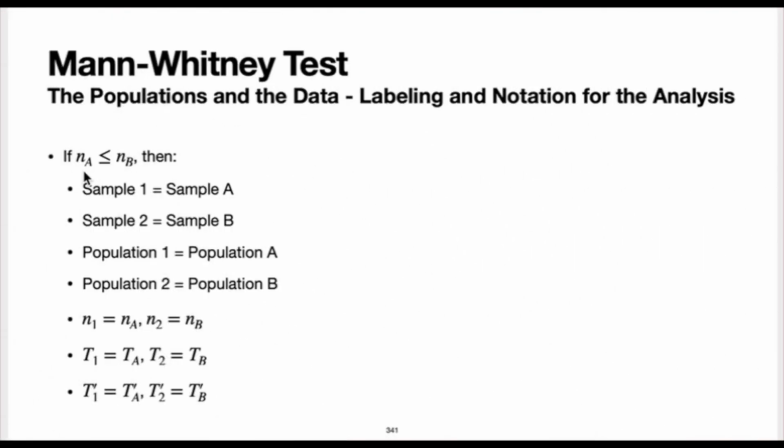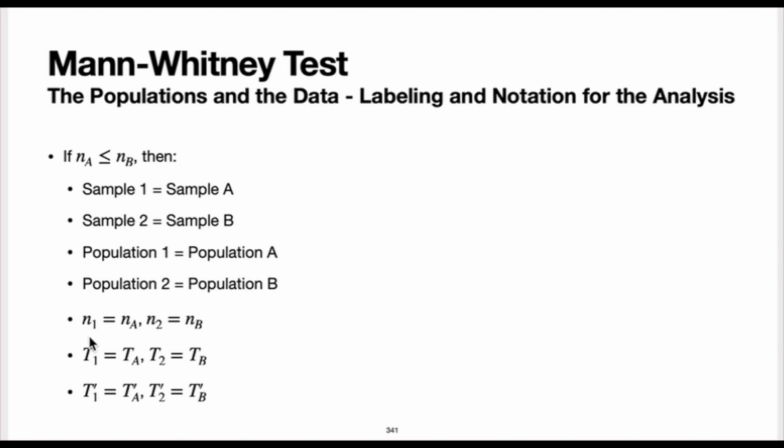If n sub A is less than or equal to n sub B, then sample 1 is going to correspond to sample A, and sample 2 will correspond to sample B. Also, population 1 will correspond to population A, and population 2 will correspond to population B. Then we'll need some notation for the summary statistics for the two samples using this new labeling.